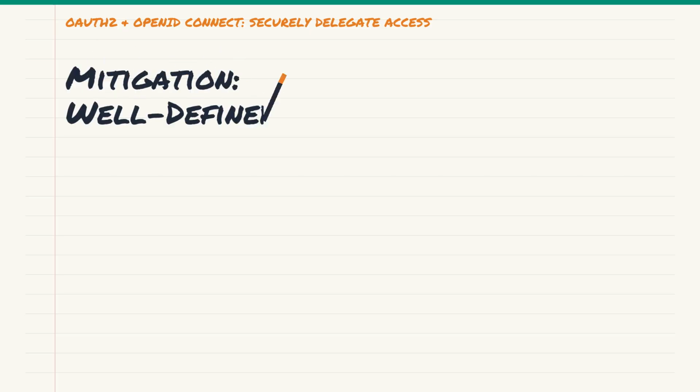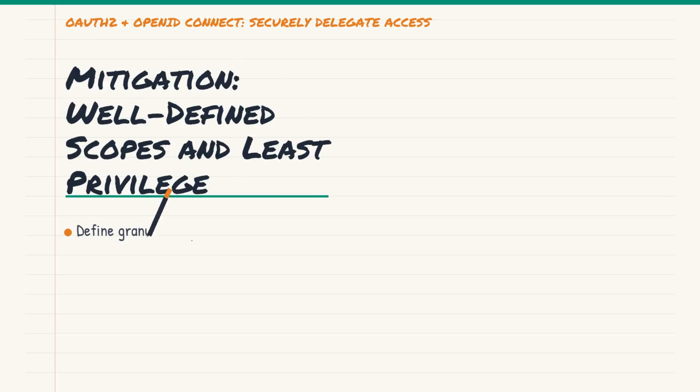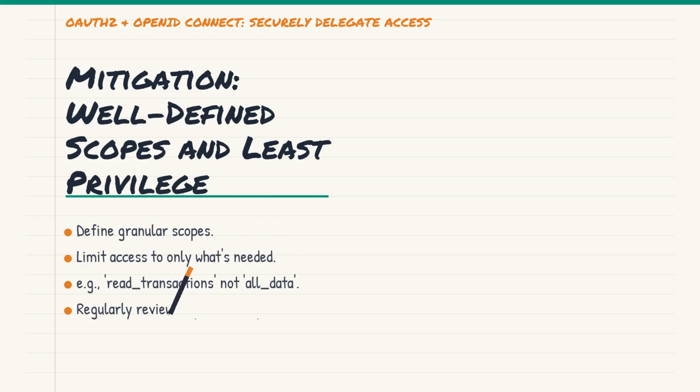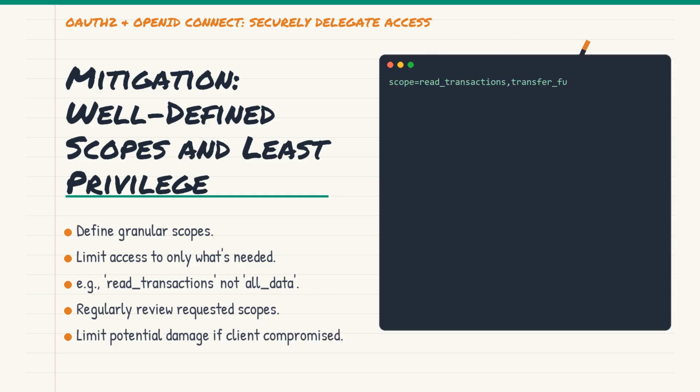Don't just throw broad scopes like all_data at your clients. Define your scopes as granularly as possible. If an app only needs to read transaction history, give it read_transactions. If it needs to transfer funds, grant transfer_funds. This is the principle of least privilege applied to API access. Regularly review the scopes your clients are requesting and the ones they've been granted. Are they still necessary? Are they too broad? This helps limit the blast radius if a client is compromised.